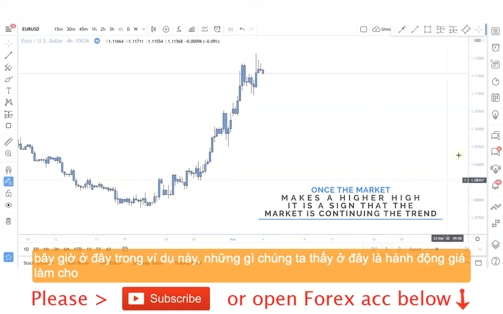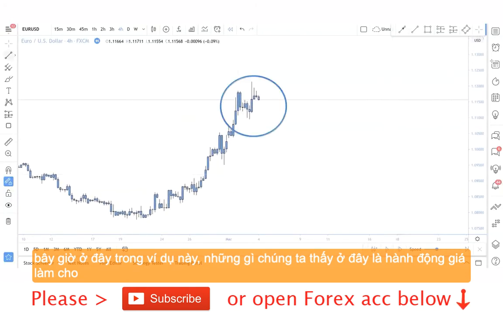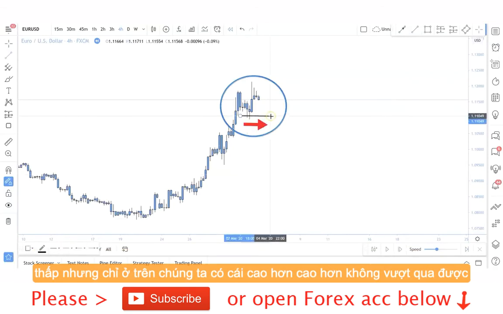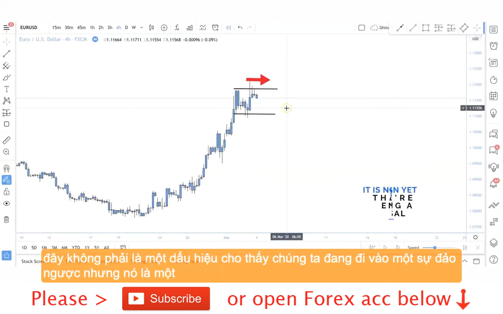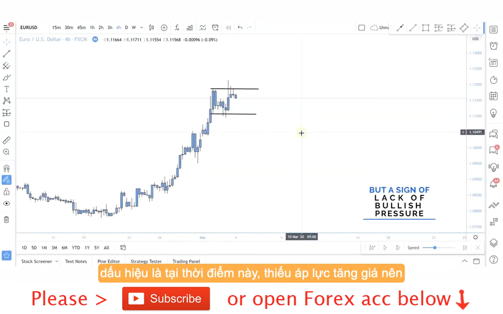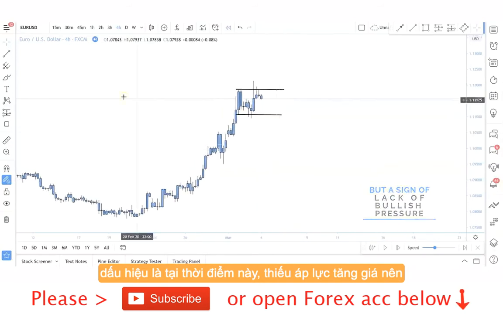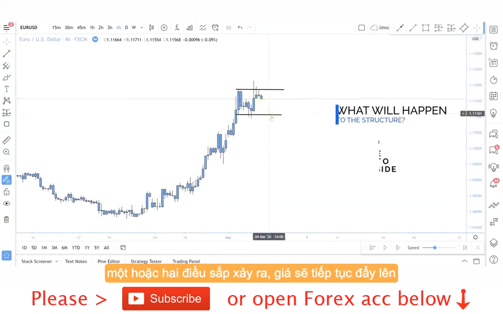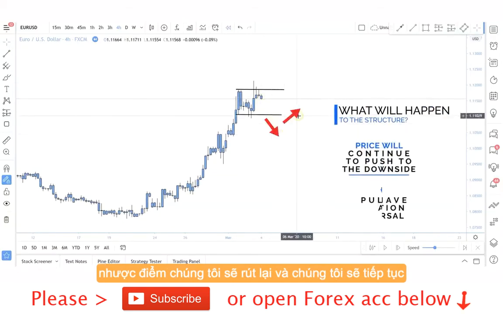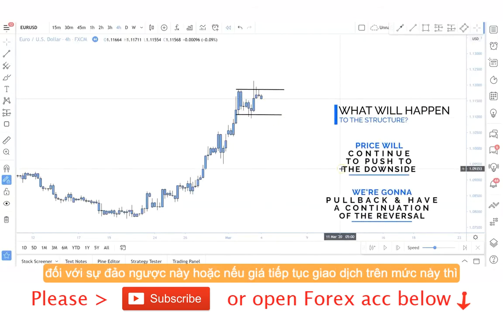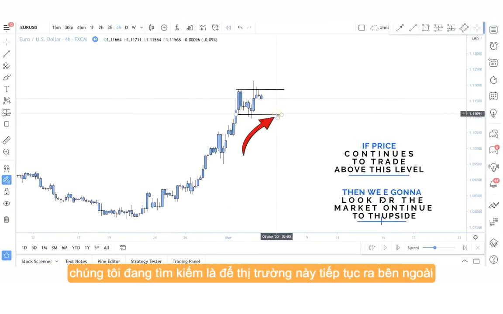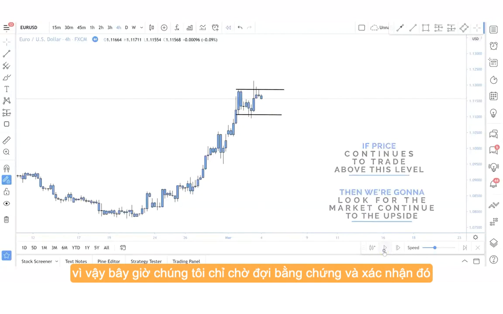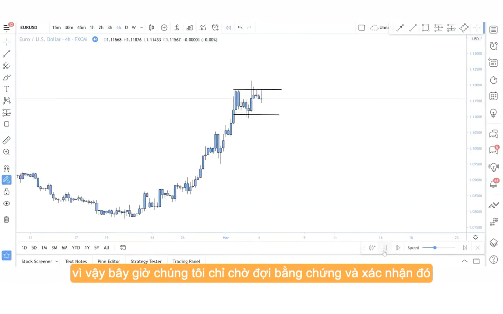Now, here in this example, what we see here is price action making that higher low, but just above we have the higher high that's failing to break above. Now, this is not a sign yet that we're entering a reversal, but what it is a sign of is that at this moment in time there is a lack of bullish pressure. So one or two things is going to happen. Price is going to continue to push to the downside, we're going to pull back, and we're going to have a continuation for this reversal. Or if price continues to trade above this level, then what we're going to be looking for is for this market to continue to the upside. So now we're just waiting for that evidence and confirmation.